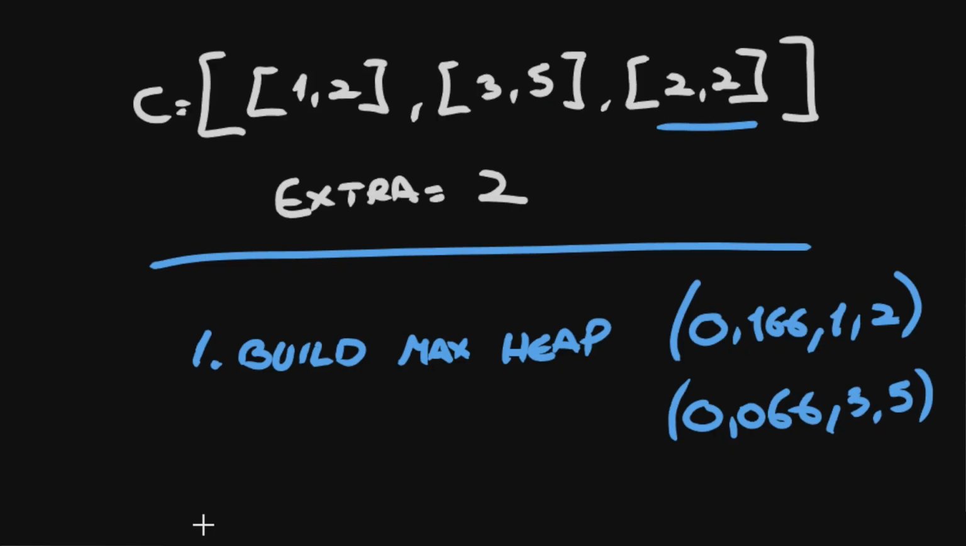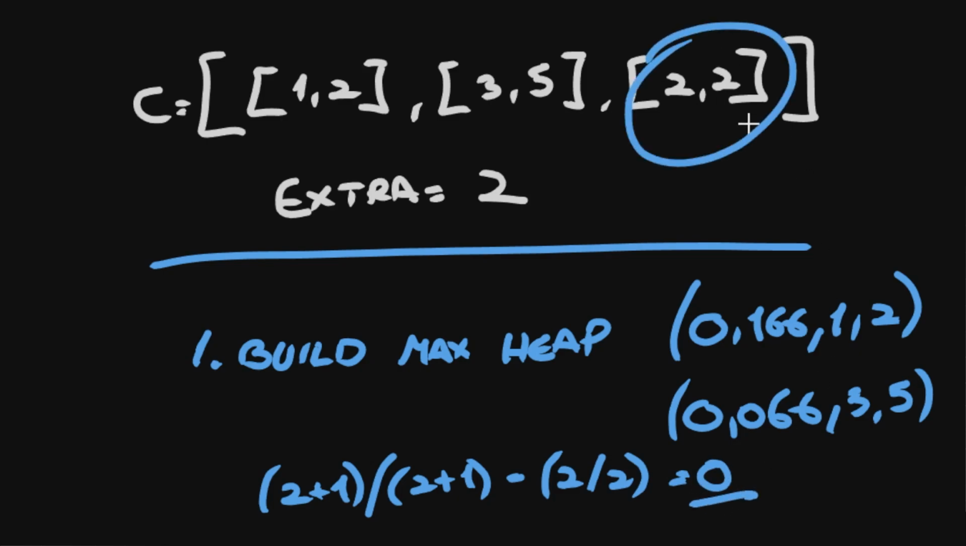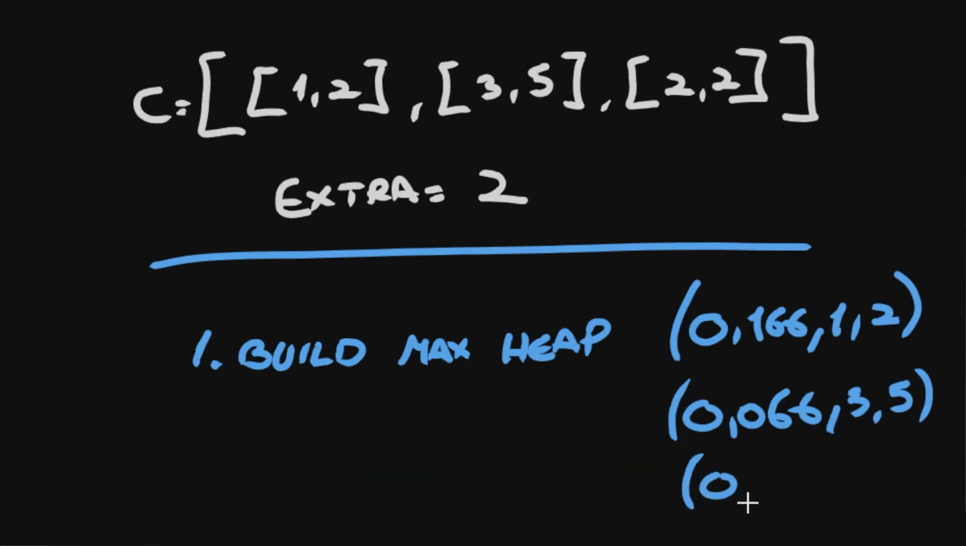Now we are here and we do exactly the same. 2 plus 1 divided by 2 plus 1 new student is the new state, and the current state is 2 divided by 2, and this minus this is 0. So this is the contribution for adding a new student here. So we add to our heap 0 and these two numbers, 2 and 2.